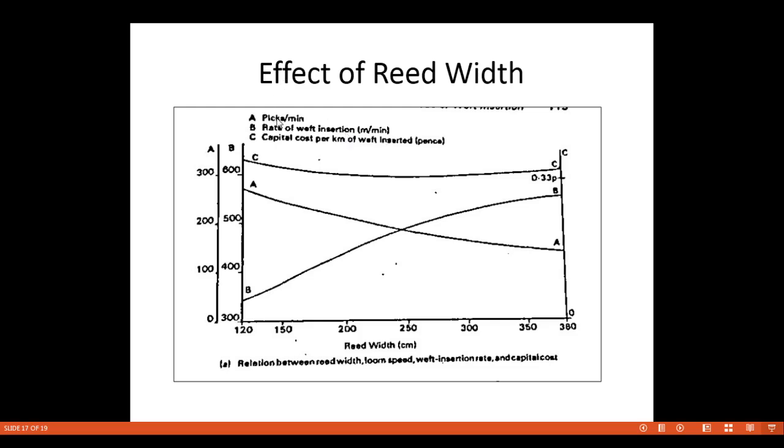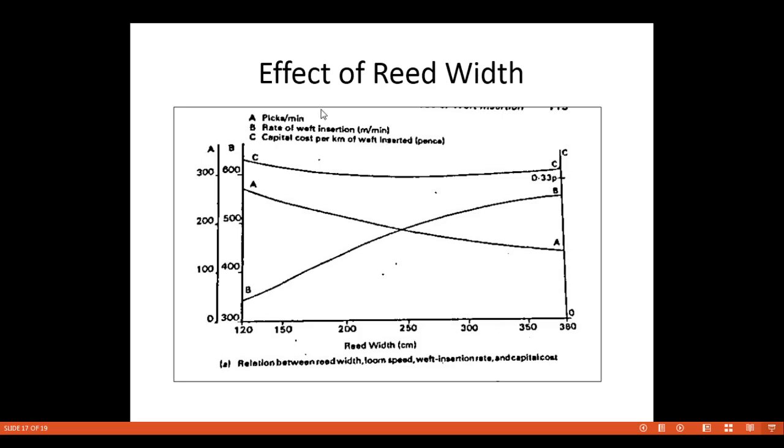So first is the RPM of the machine, second is WIR, and third is cost, capital cost per kilometer of weft inserted. So the cost of production to insert 1 kilometer of weft. So this is C. So we will see the effect of reed width on this RPM, the effect of reed width on the weft insertion rate, and the effect of reed width on the cost of production of the weft. So what will be the cost to insert 1 kilometer?